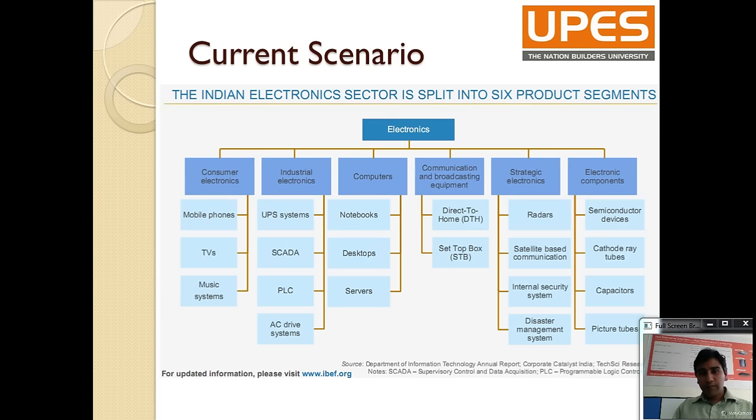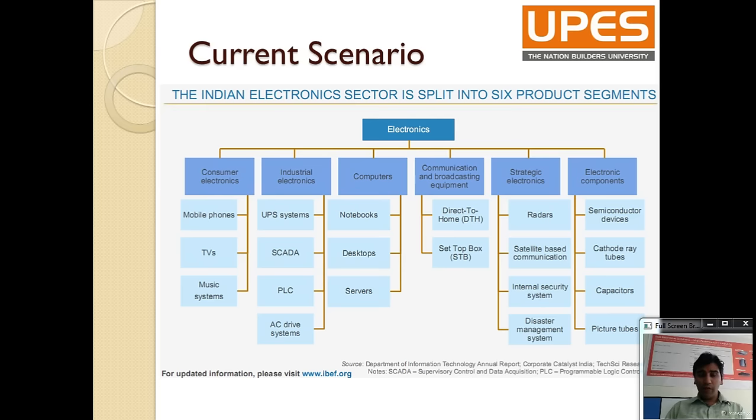So this is the current scenario, and the Indian electronic sector is basically split into, let's say, 6 product segments. We all are using electronics, so let's see how the Indian electronic sector is working. We have consumer electronics: mobile phones, televisions, music systems. We have industrial electronics, where we use UPS systems, SCADA, PLCs, AC drive systems, which are very useful for industrial applications. We have computers. Every one of us is now using notepads, desktops, servers.